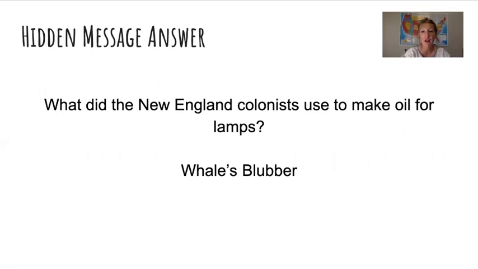What did the New England colonists use to make oil for lamps? They used whale blubber, which makes sense because they were near the water and they went whaling. And so they used more than just the meat of the whales. They also used its blubber to make oil for the lamps. Pretty neat. All right, good job, boys and girls.